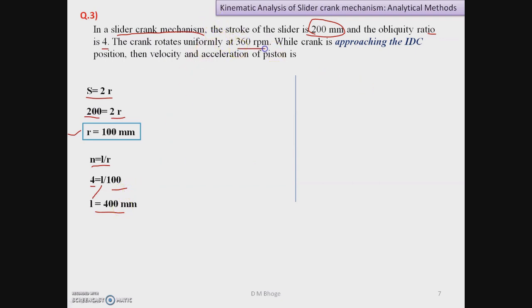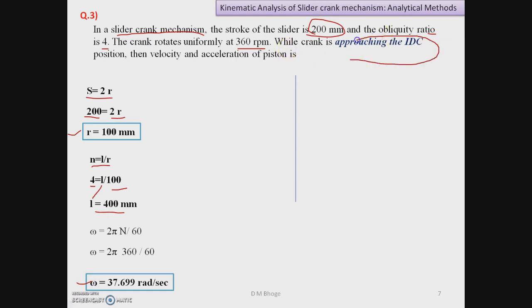Now the crank speed is 360 rpm, which equals 37.699 radian per second. Now this is the condition of problem. The crank is approaching the IDC. So for this we take theta equals 0 degrees, because we always measure theta from IDC. Since the crank is approaching IDC, theta becomes 0. So under these situations we have to find out the velocity and acceleration of piston.